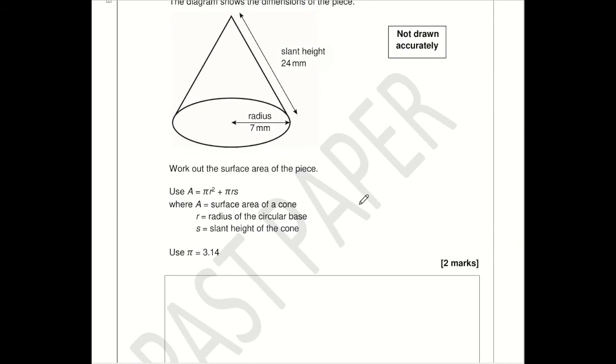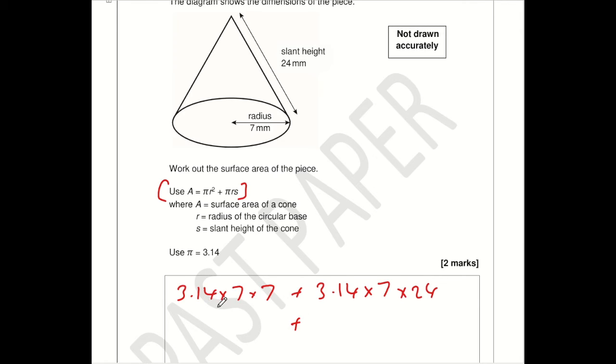Okay, question 3B. So all we need to do is use this formula here. This is the formula for the surface area of a cone. So it's pi r squared. We've been told that pi is 3.14, so that's 3.14 multiplied by the radius squared, so times 7 times 7, plus pi r s. So that's pi times r, which is 7, multiplied by the slant height, which is 24.